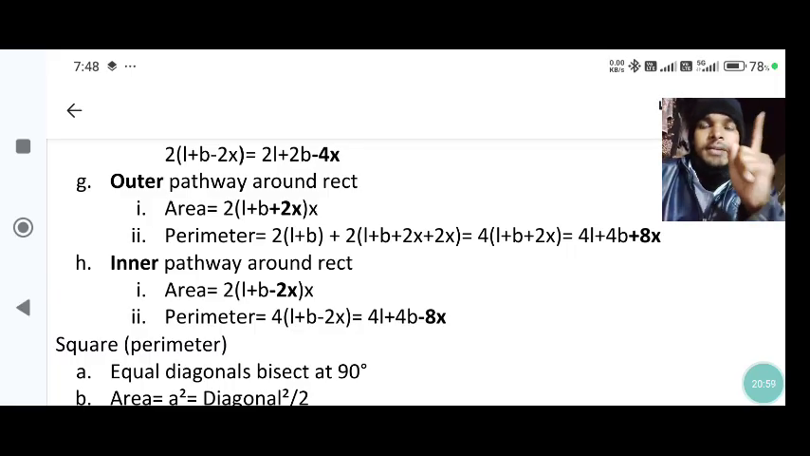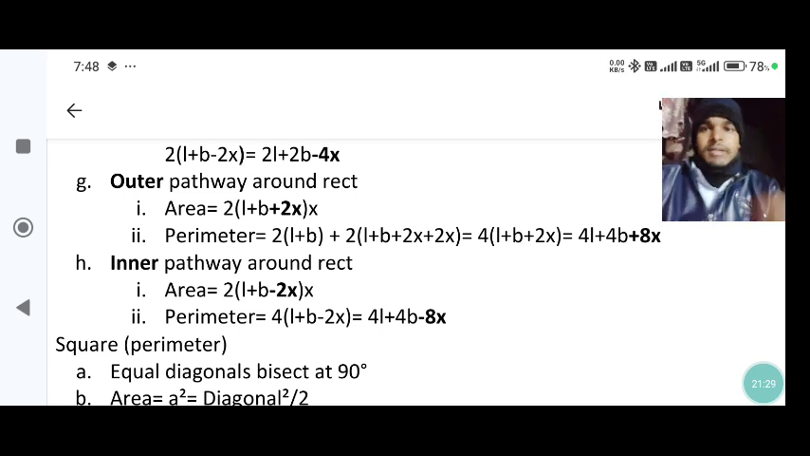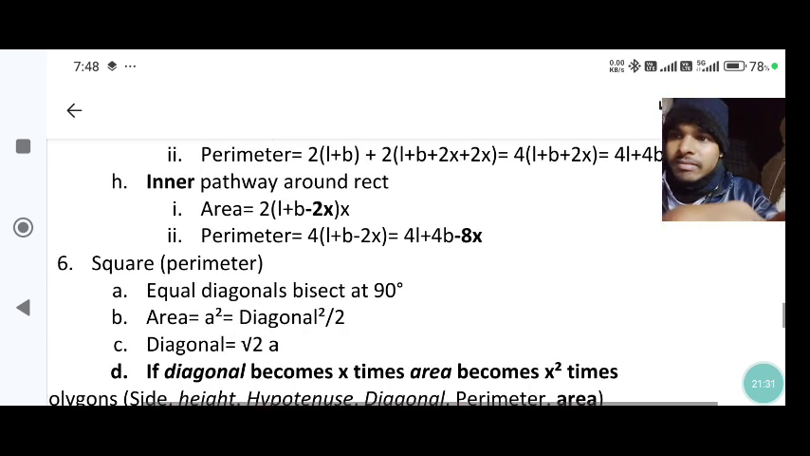So again, if we have breadth plus length, and length minus 2x, we get the inner length and outer breadth. Inner length and outer breadth multiplied by x give one side of the area, and then multiplied by 2, we get the complete frame. And for the perimeter, it is 4l plus 4 breadth, and it should be minus 8x, because the frame is within the rectangle, so it should be minus 8x.